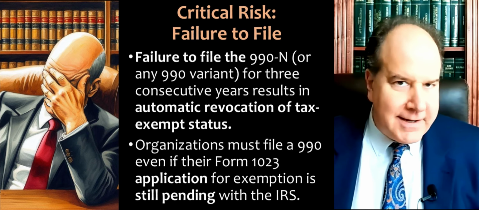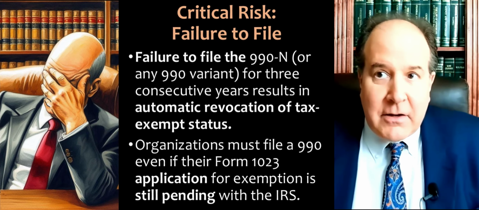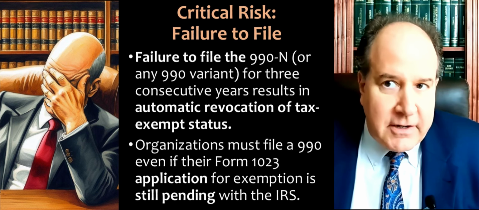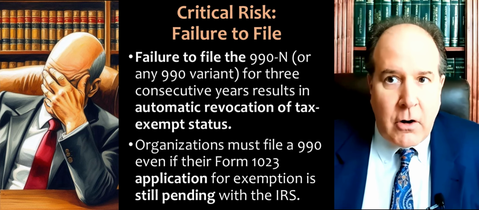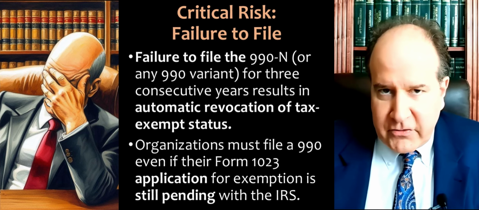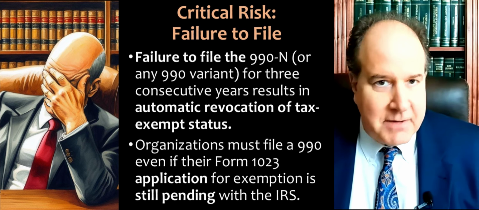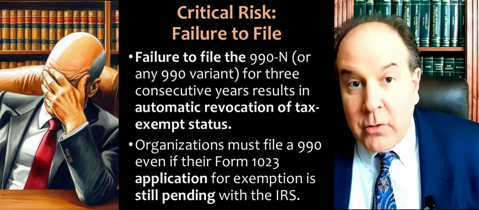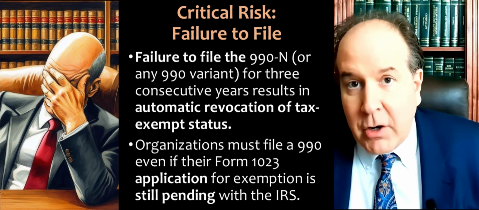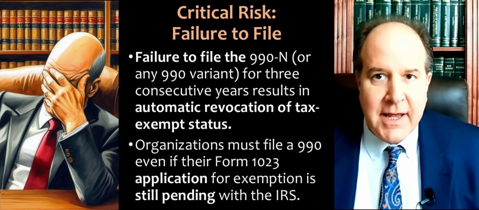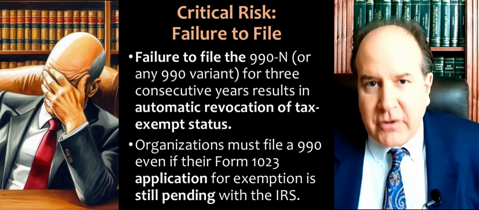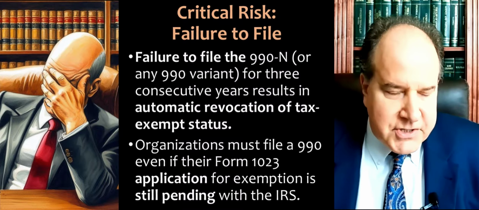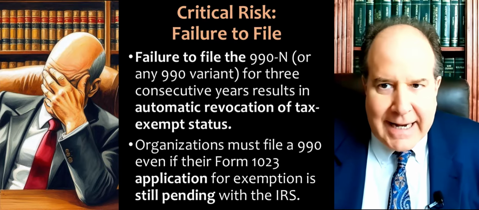So failure to file the 990, even the 990N, or actually whatever 990 variant you're supposed to file, for 3 consecutive years is likely to result in an automatic revocation of the organization's tax exempt status. And most organizations, when their tax exempt status is revoked, are going to end up having to dissolve and disband the organization. And as you can imagine, if an attorney was responsible for this and either didn't do it or didn't advise the organization, this could be grounds for a legal malpractice action.